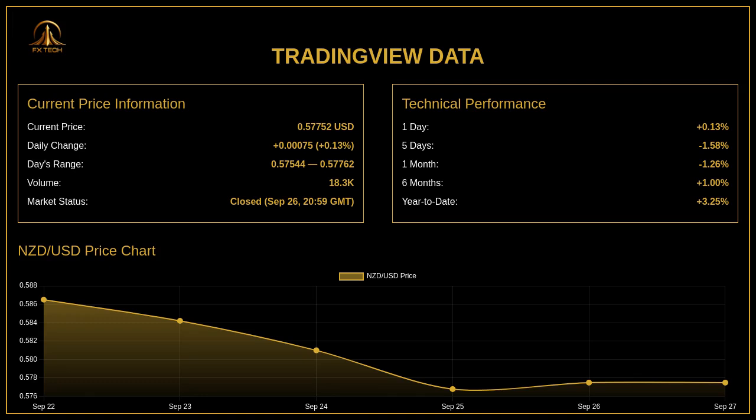Examining the broader technical performance, we can see a clear bearish trend developing, with the pair down 1.58% over the past 5 days and 1.26% over the past month. This downward momentum contrasts with the pair's positive year-to-date performance of 3.25%. The price chart reveals a steady decline throughout the week, with slight consolidation toward the end of our analysis period. This data provides the foundation for our technical analysis and trading recommendations.